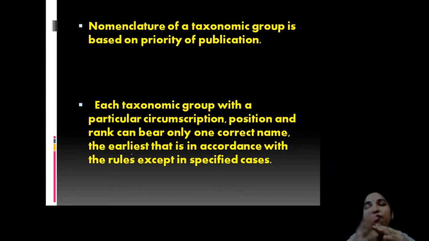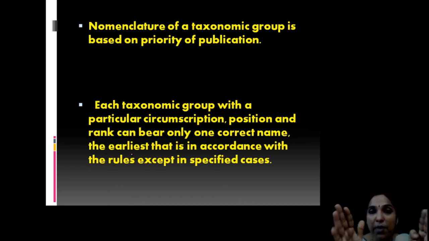If in 1857 a scientist found a plant and named it, but now in 2021 another scientist is describing the same plant and telling it as different or same, we have to look at it in detail. So it is mainly based on priority of publication. Who first published it is very important. So nomenclature of a taxonomic group is based on priority of publication.